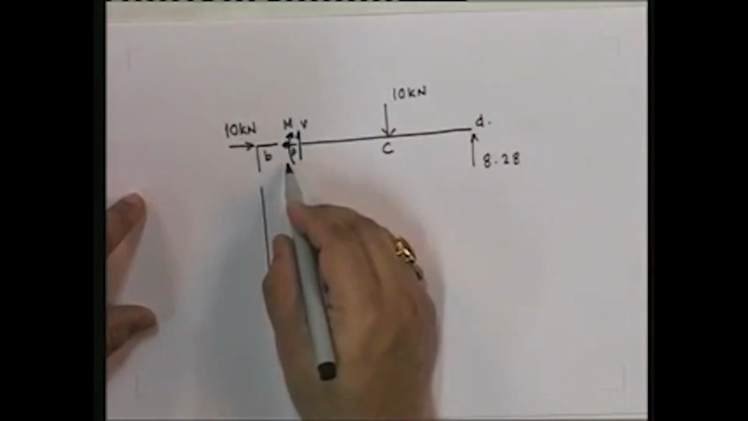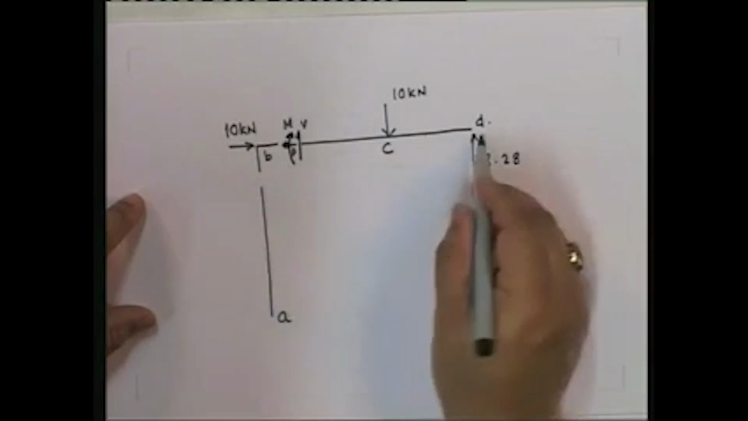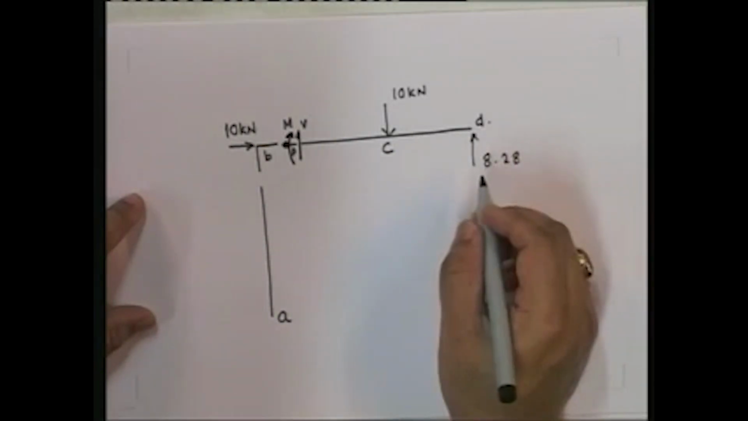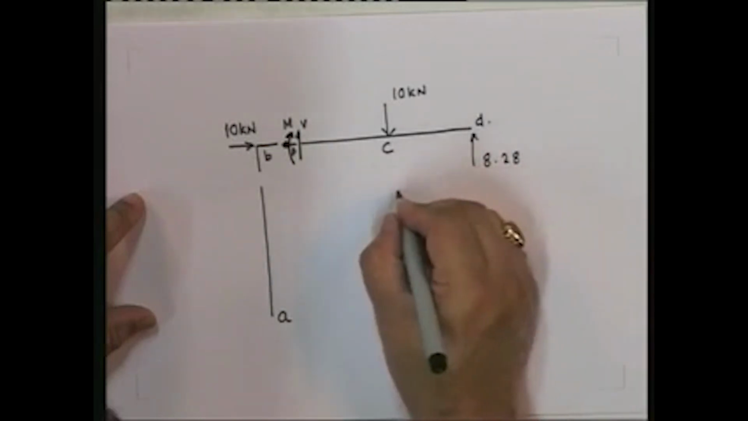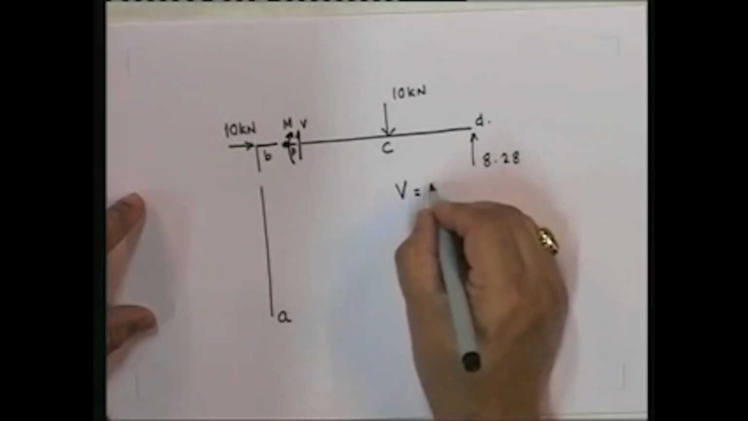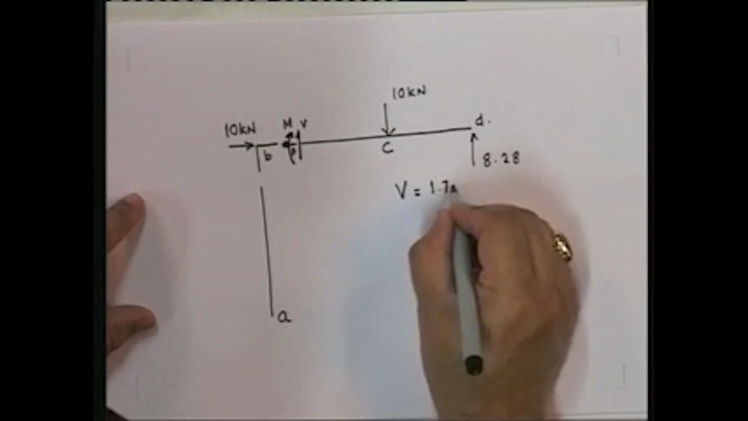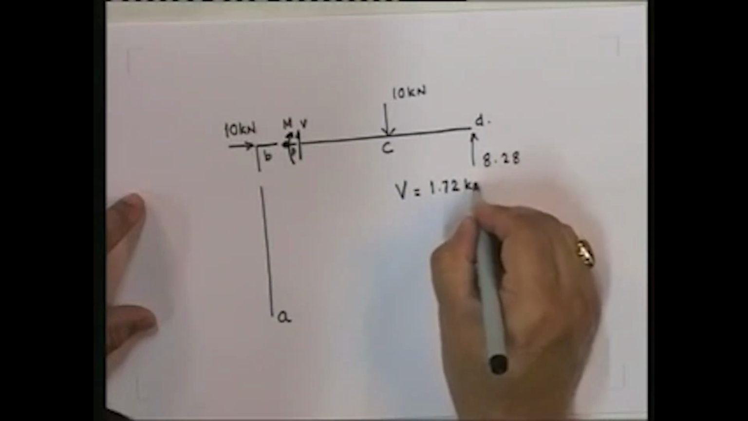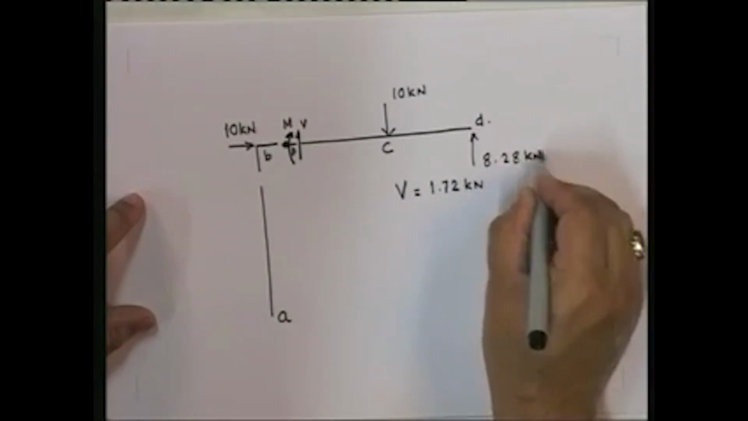And can I find out these values? Sure, because I have this. Here I know this is a roller support, so moment is going to be equal to 0. So what is V going to be equal to in this particular case? V is going to be equal to 1.72, because you take sigma Fy, you will see that it's equal to 1.72 kilonewtons.